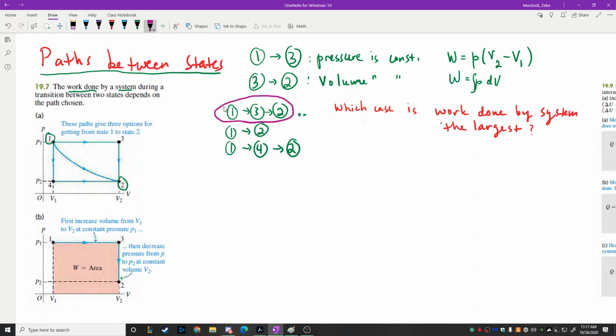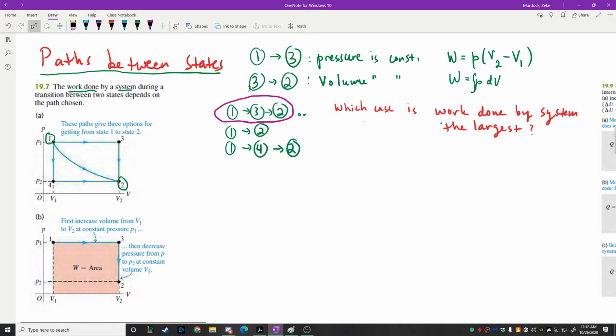So to answer your question, Tom, and just to repeat, it's because it has the largest area under the curve. Now, there's no area under the 3 to 2 portion. There's no area under the 1 to 4 portion. So 1 to 4 to 2 has the smallest by far. It's just the area down here.